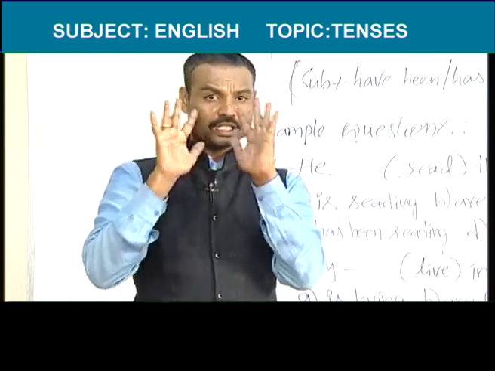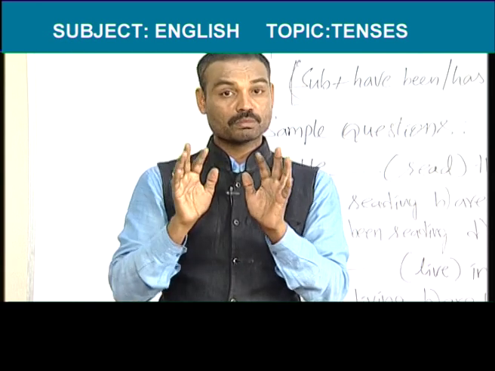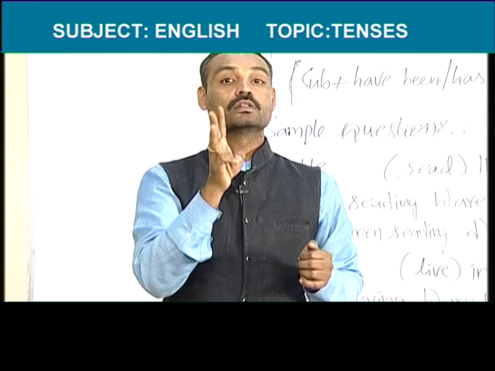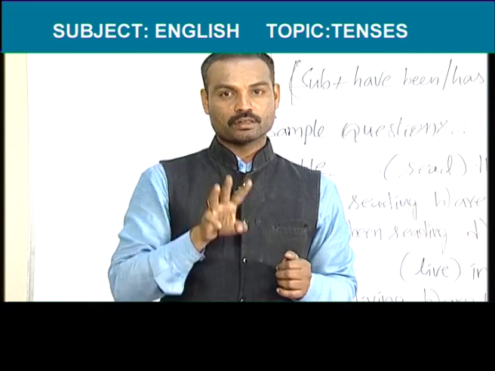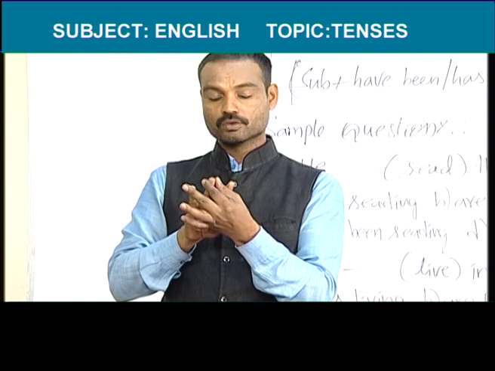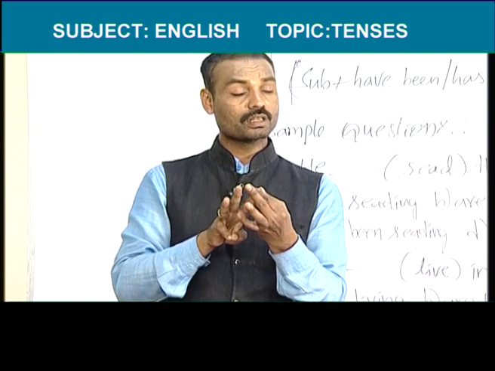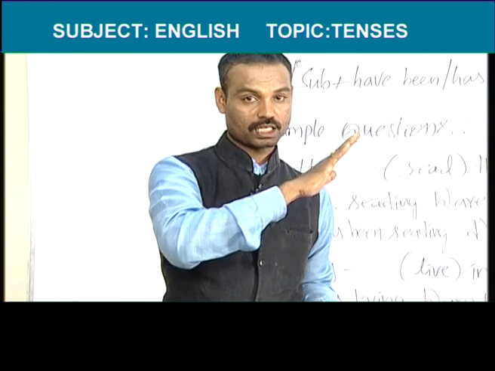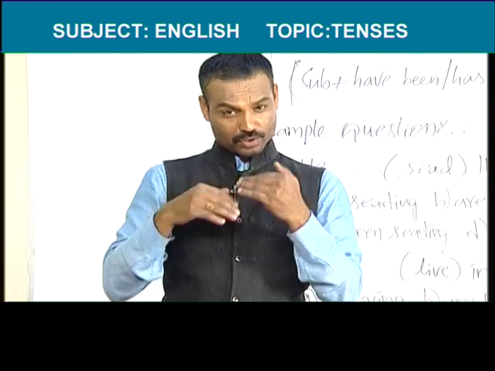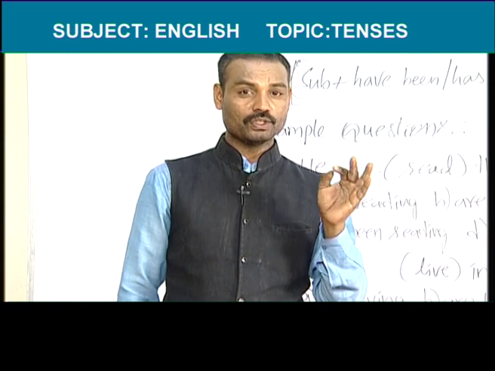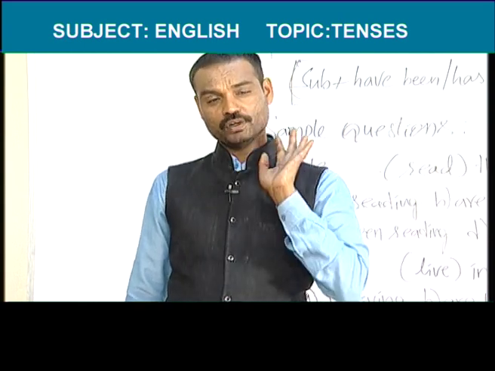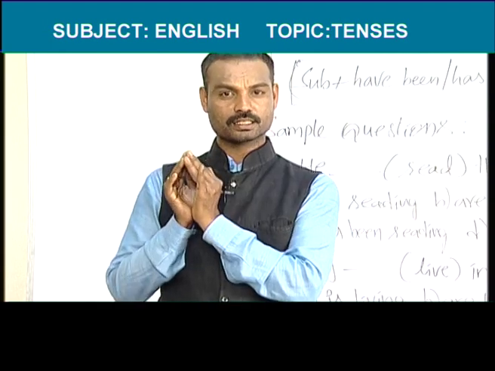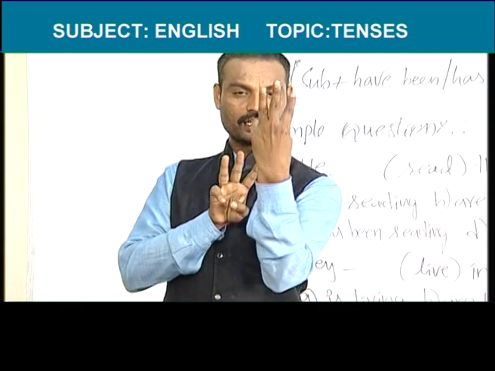In English there are 12 tenses, but 6 are most important. Among the six important tenses, one is simple present, another is simple past, next is simple future. Next, present continuous, past continuous, future continuous. So 6 tenses are there. Friends, now I am going to give you a beautiful explanation of these 6 tenses. Three simple tenses, three continuous tenses.